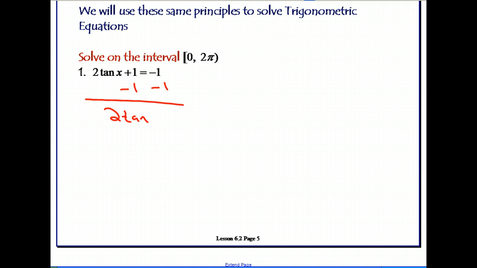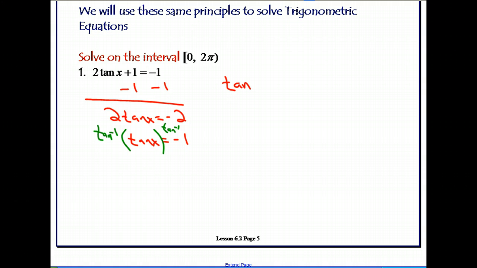2 tangent of x is negative 2. Step 2, divide by 2, so tangent of x is negative 1. And now I want to solve this for x. And here's where section 1 comes into play. I want an angle. So the tangent of what angle equals negative 1? I can really, if I want, let me write it over here. I can think of this as taking the tangent inverse of both sides, if you want to think of it that way.